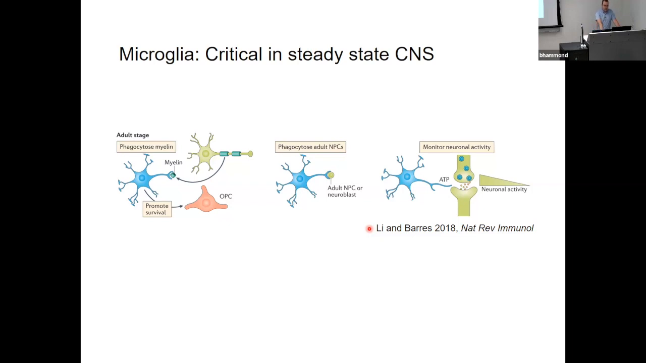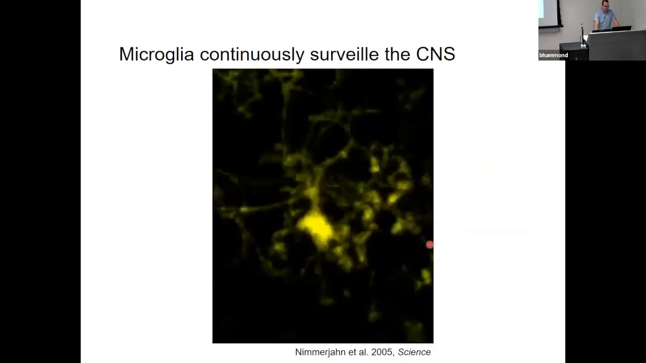To perform these roles, though, microglia are continuously surveilling the central nervous system. And this, I guess you could probably consider a seminal paper in microglial biology. It's a few years old now, but what they find is that just within the homeostatic CNS, microglia are continuously extending and retracting their processes to monitor what's going on within the brain and spinal cord parenchyma.